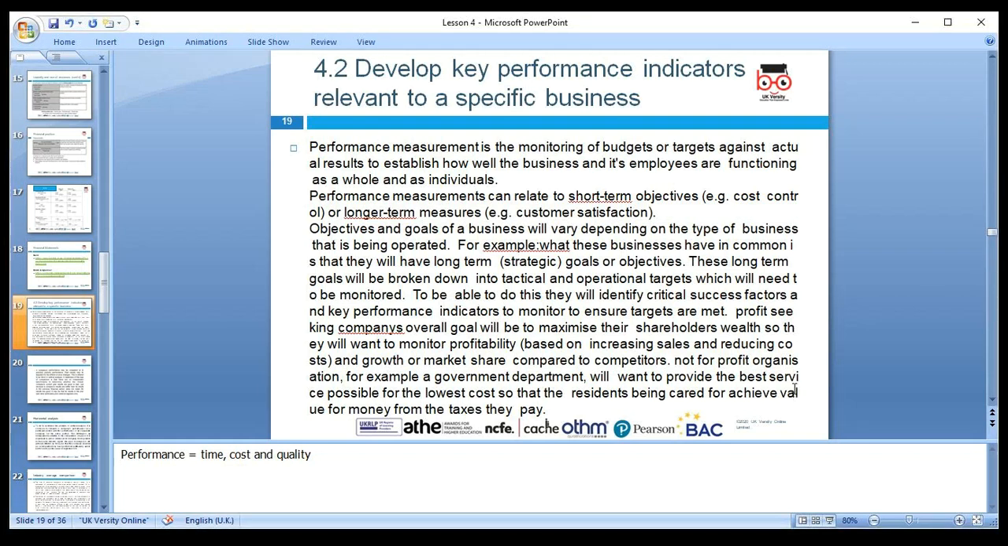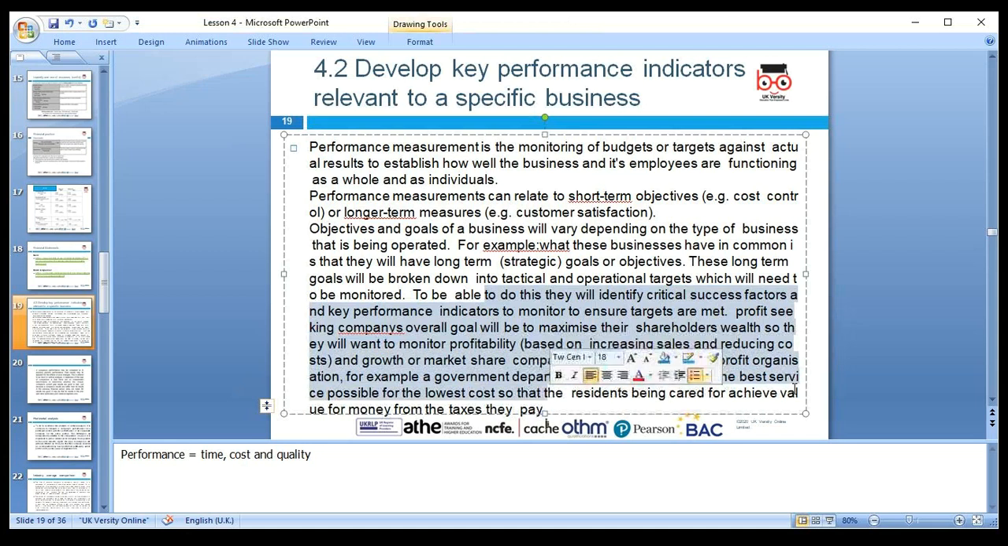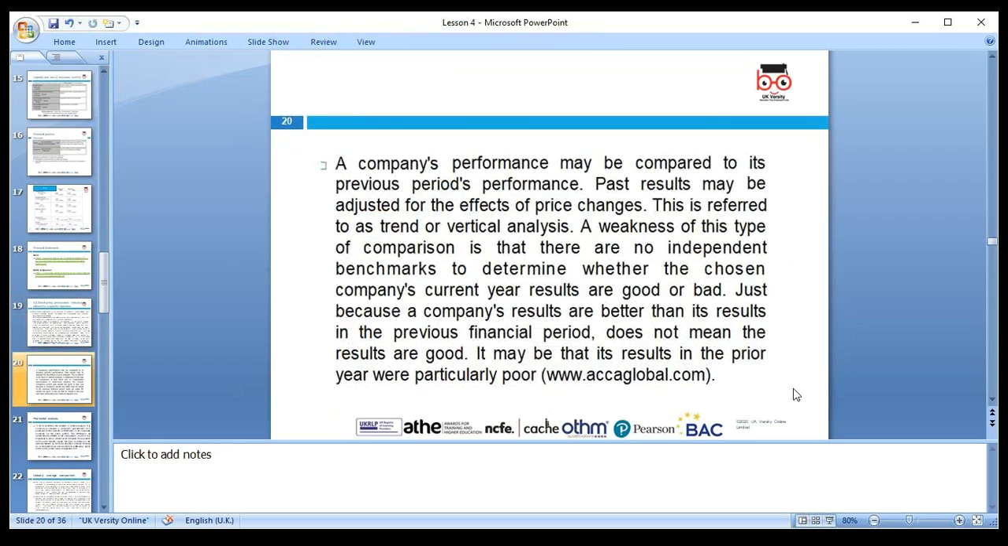So if you're just looking at performance in terms of time and cost, maybe you're missing the quality. So in the long run it can impact customer satisfaction, and feedback is also crucial. These can be critical success factors for any organization, and we can use different performance indicators for different companies. Okay, a company's performance may be compared with its previous period performance; past results may be adjusted to reflect price changes. So we need to look at that.